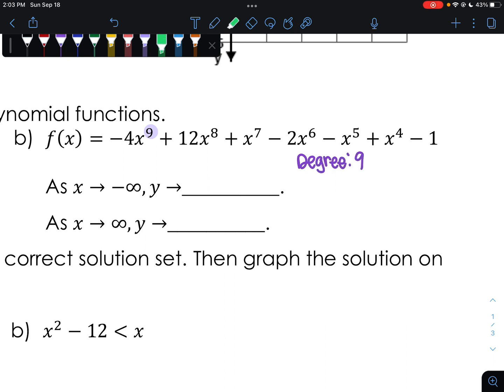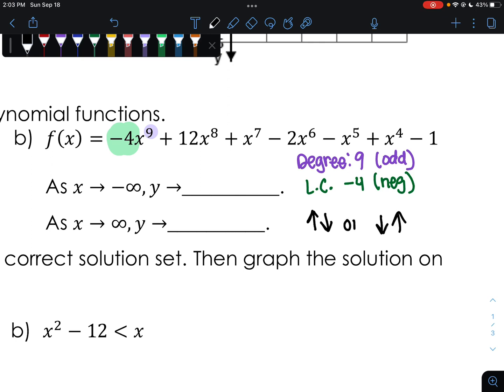Then we look for the leading coefficient. The leading coefficient is the number attached in front of the variable with the highest exponent. So my leading coefficient is -4, which is again negative. Because my degree is odd, I forgot to say that, I have two options. It can be going up and down or down and up. Either one of these.